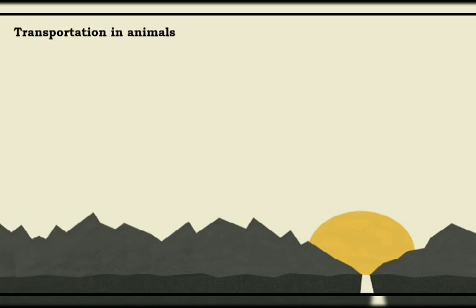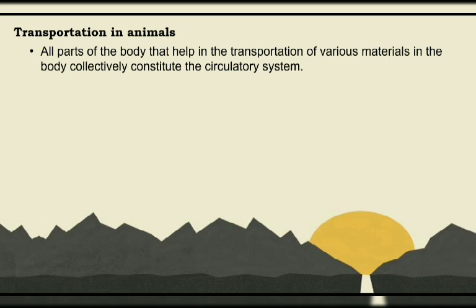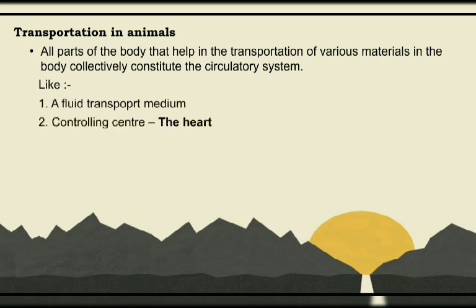Next you see transportation in animals. This one is most important. All parts of the body that help in the transportation of various materials in the body are collectively called the circulatory system. All these parts help in the translocation or transportation of various food materials throughout the body, like a fluid transport system. Fluid transport system means here we will discuss the blood, plasma, blood corpuscles, or any control system. All the control is the heart, the heart controlling system.